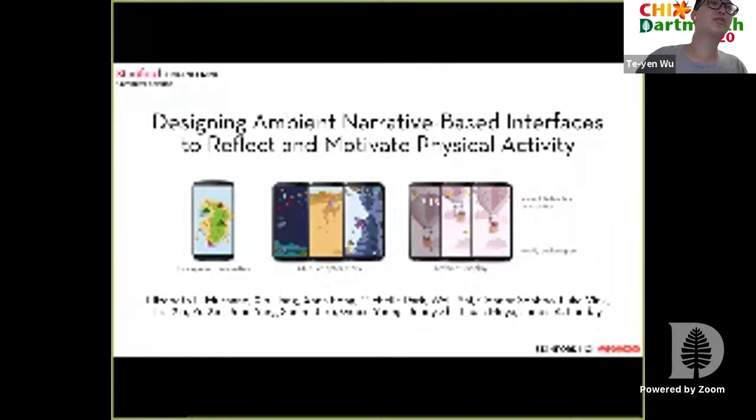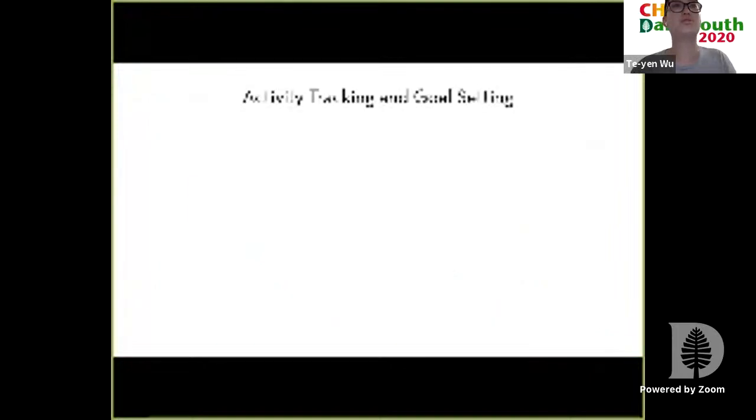For tracking sorry, I think your slide is very blurred and stuck at the homepage. Really? Yeah. Okay, let's see. Could you try to reopen it again?